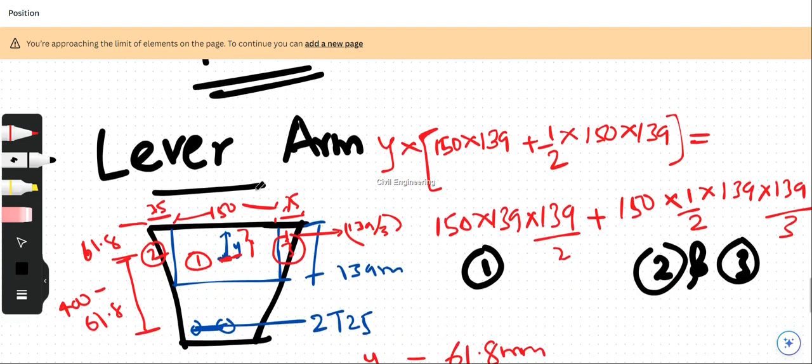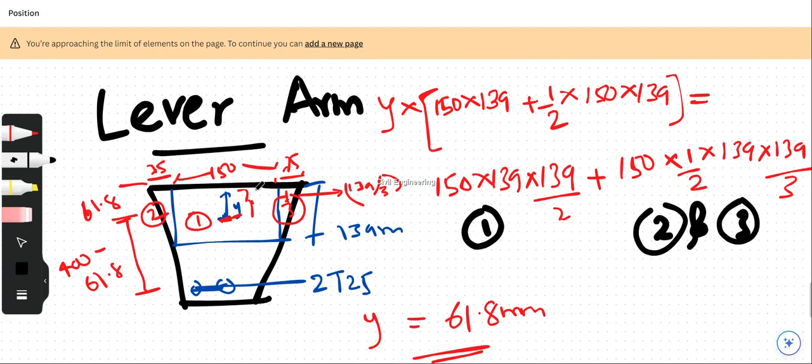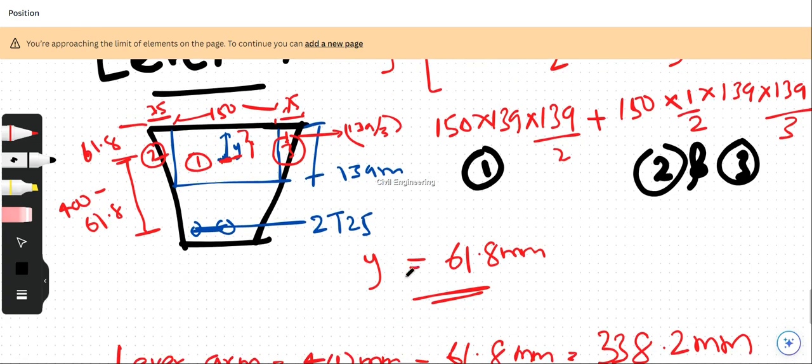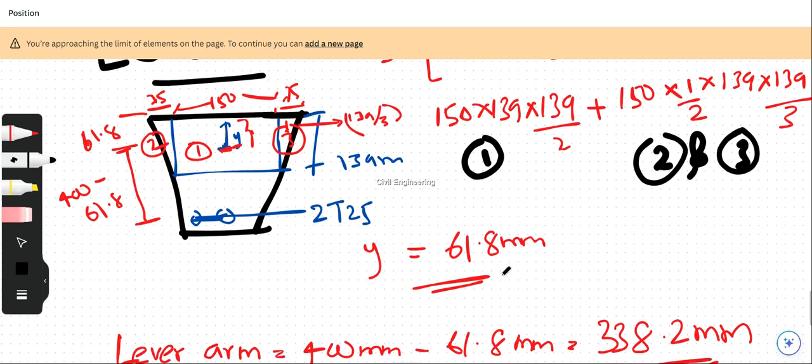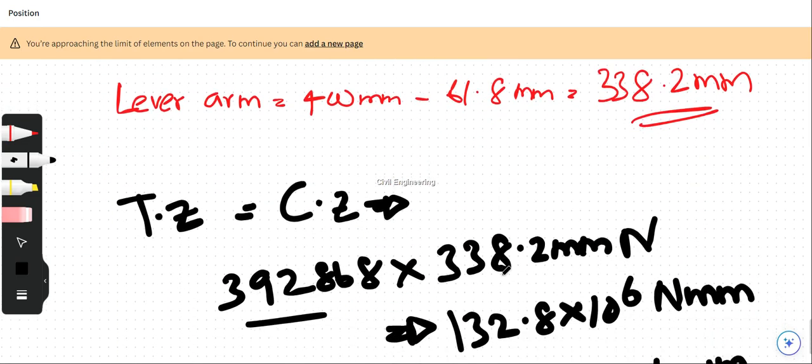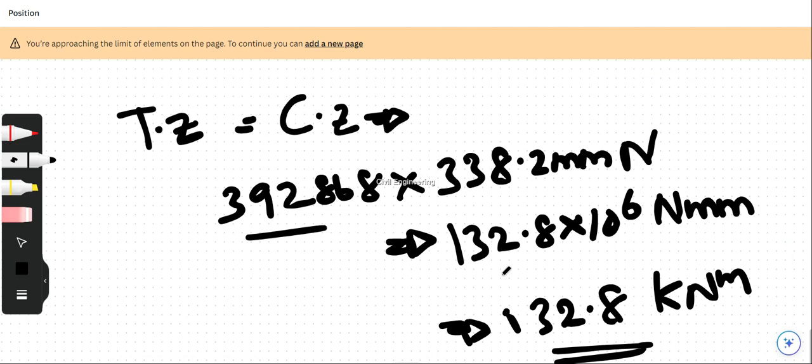And then we have to find the lever arm. To find the lever arm, first we have to find the centroid of this trapezoidal section. So I found it. This is y, 61.8. Then we can find the lever arm, and finally we can find the moment of resistance or the moment capacity of the section.